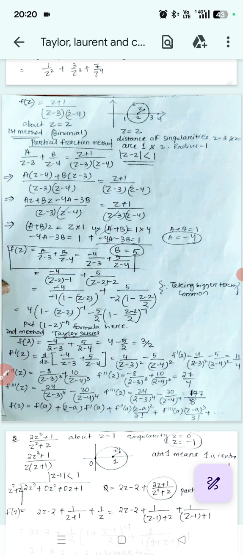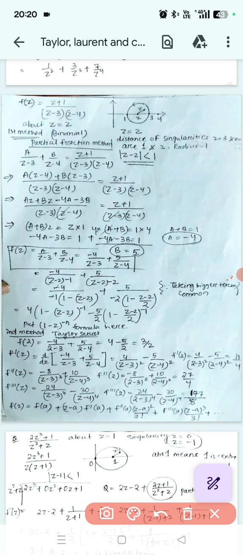So when you apply the binomial series, z minus 2 will be smallest, that will be less than 1. As I have told you, you will take common the bigger term in between 1 and z minus 2. 1 is the bigger term, so take 1 as common, and here z minus 2 is bigger, so take minus 2 as the common. And then apply the binomial series 1 minus z to the power minus n.